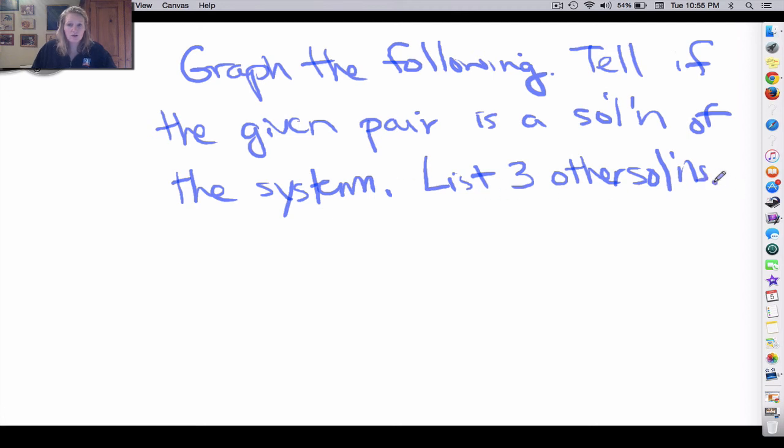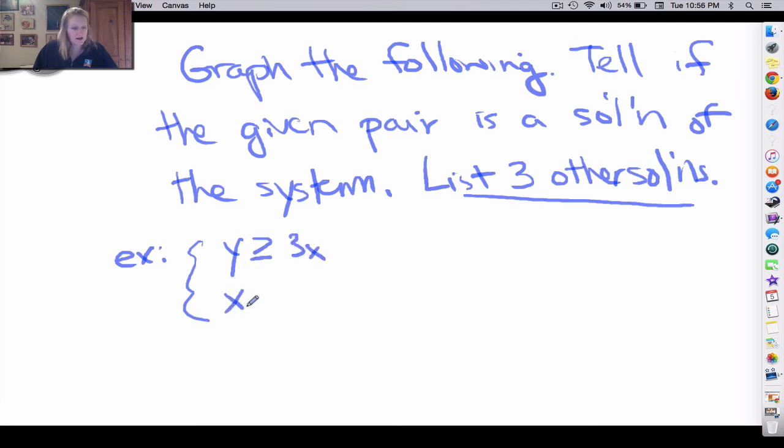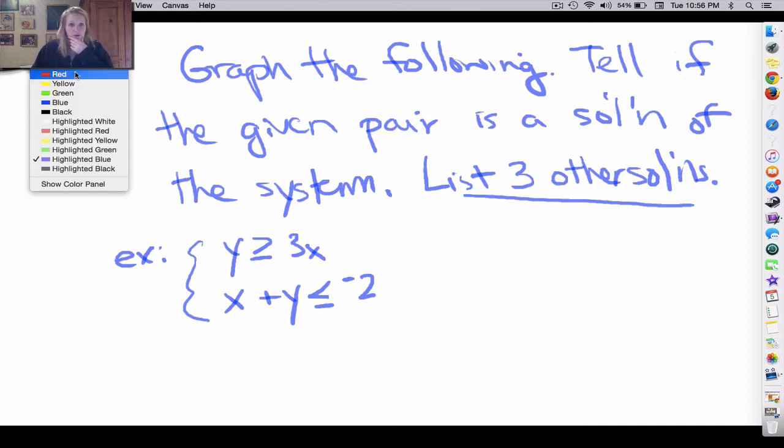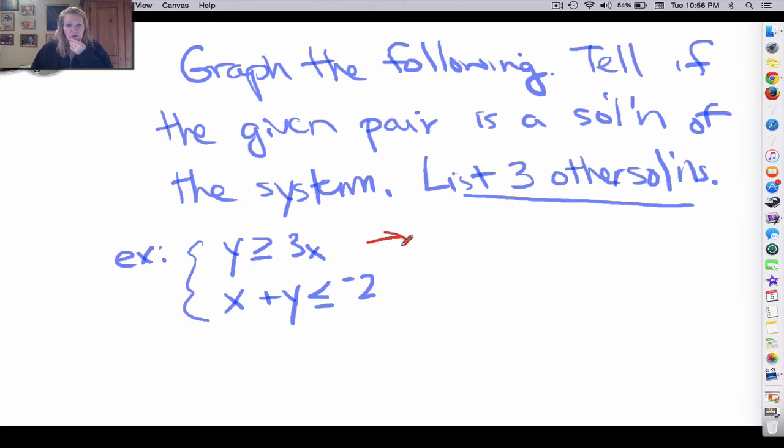So this is where your answers are all going to be very different. The way that the question would look is: y is greater than or equal to 3x, and x plus y is less than or equal to -2. I need you to remember that I do want you to turn this into y equals mx plus b, or y is greater than. In here that's fine, it's done.